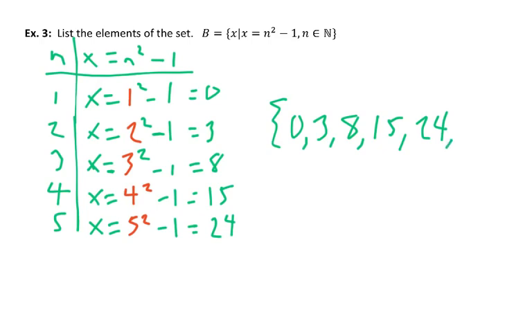And let's see, if that pattern continues, the next number we'd look at would be 6. 6 squared is 36. 1 less than that would be 35. And again, we'll continue on. And that's set builder notation.